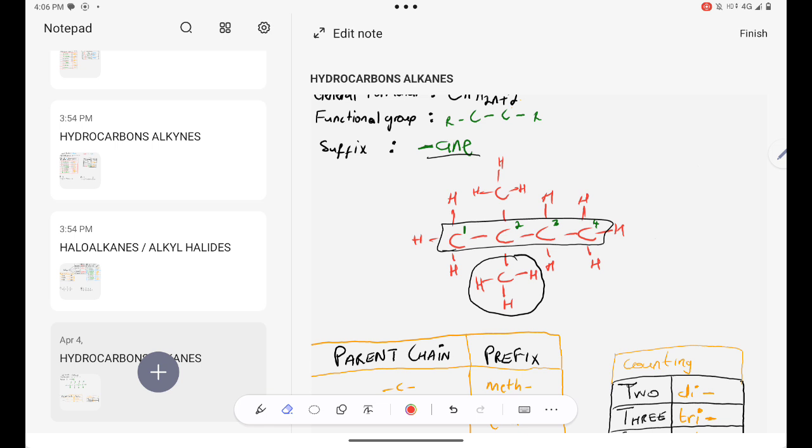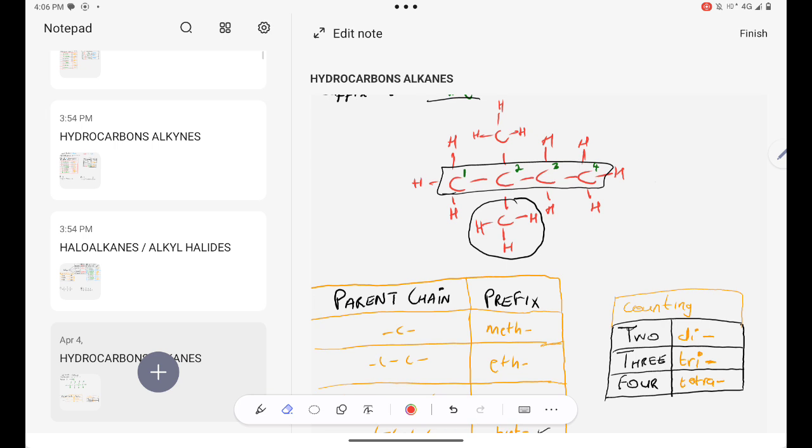So for naming 2 substituents or 2 additions to your parent compound, if I have 2 methyls, that means the prefix of my side chain should be dimethyl. If I had 3 of them, the prefix would have been trimethyl. If there were 4, I would have said tetramethyl. But now I only have 2, so whenever I name, I'll simply say dimethylbutane.